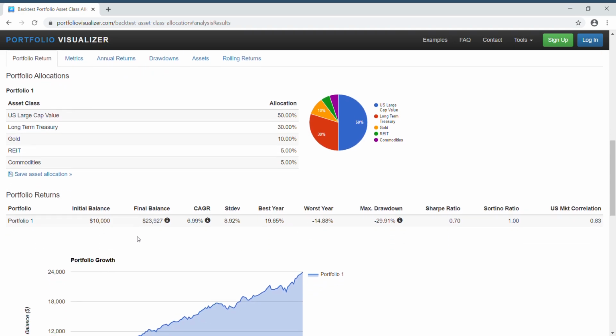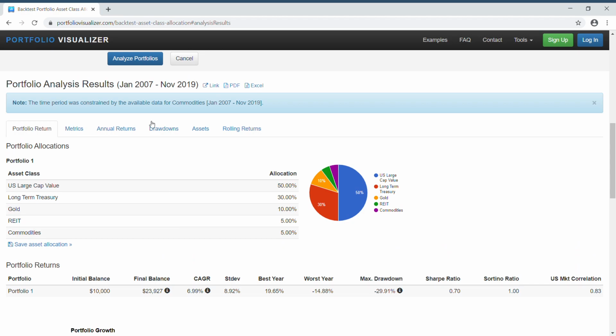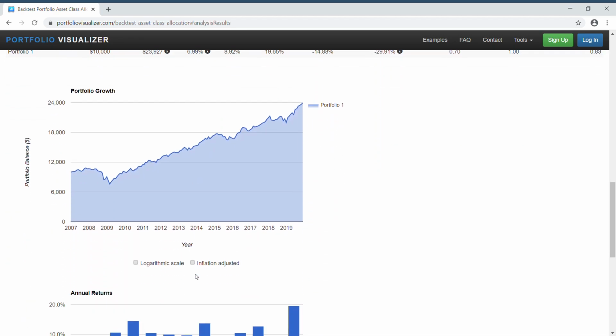So if we click here, Analyze Portfolio, you could see here with the initial balance of 10,000, its final balance was 23,000, and then you have to look over here to see when it started. So January 2007. Some of these assets that we put down here, they don't have information prior to that year. So you may only get from 2007 to 2019.